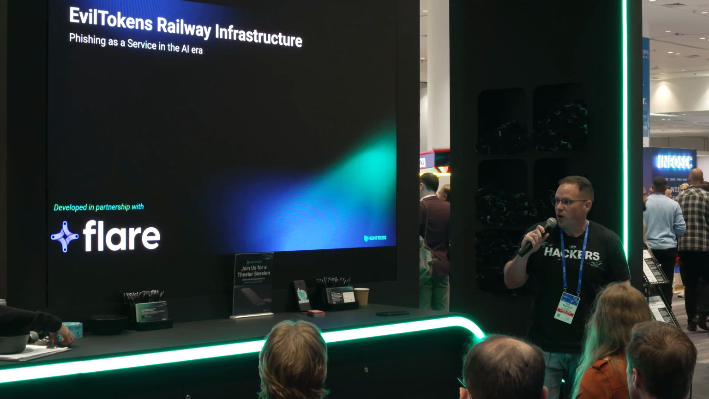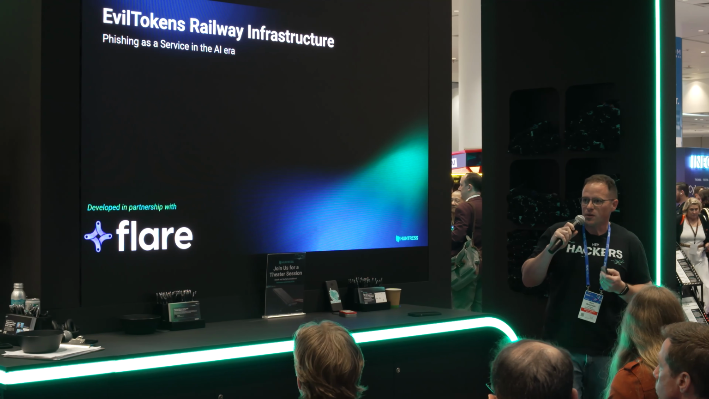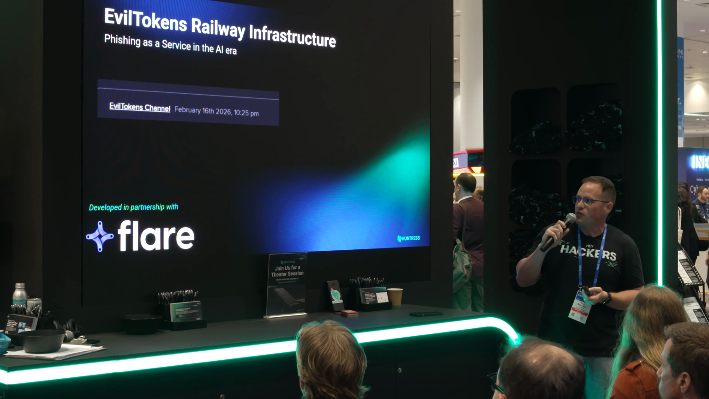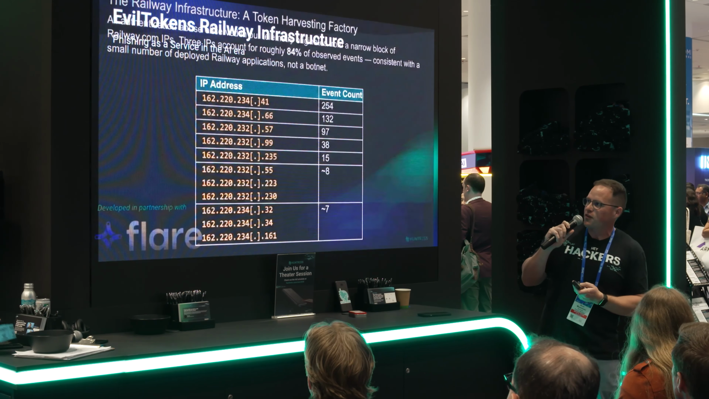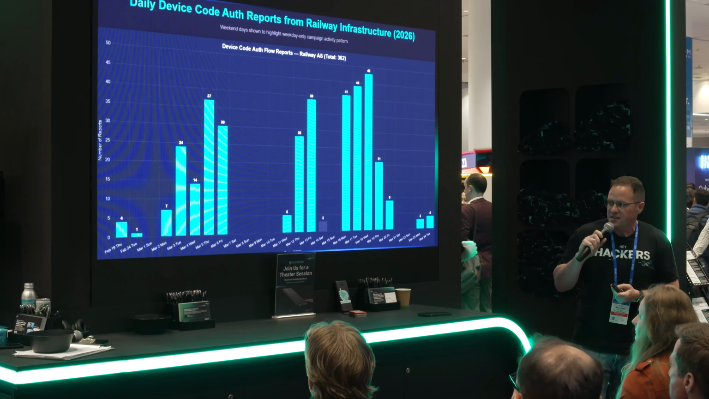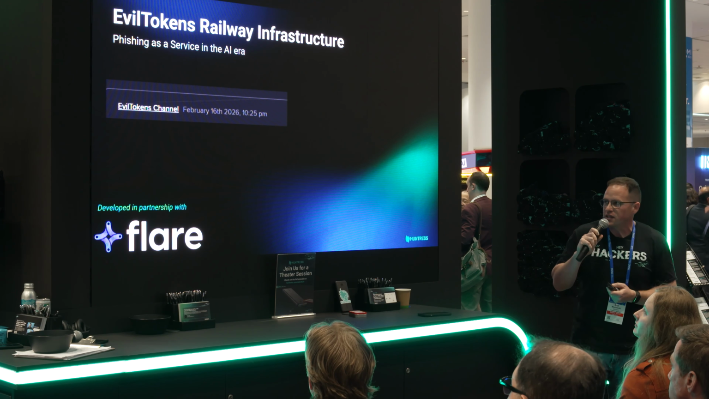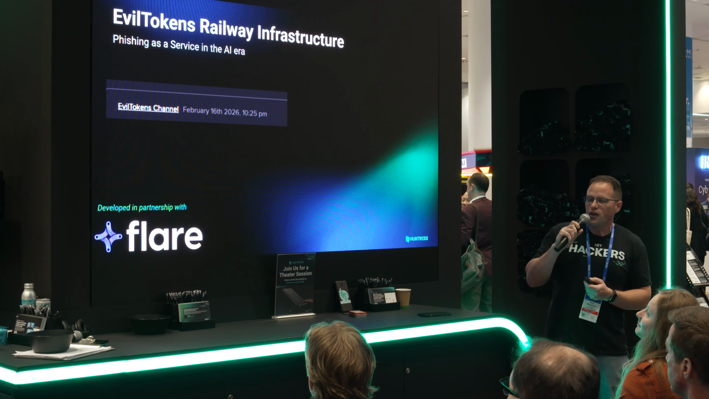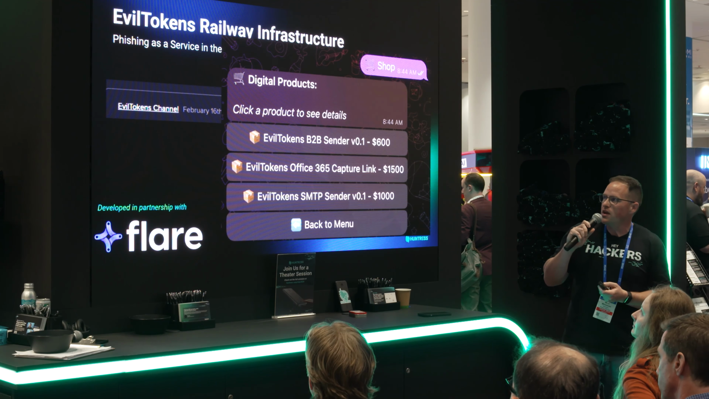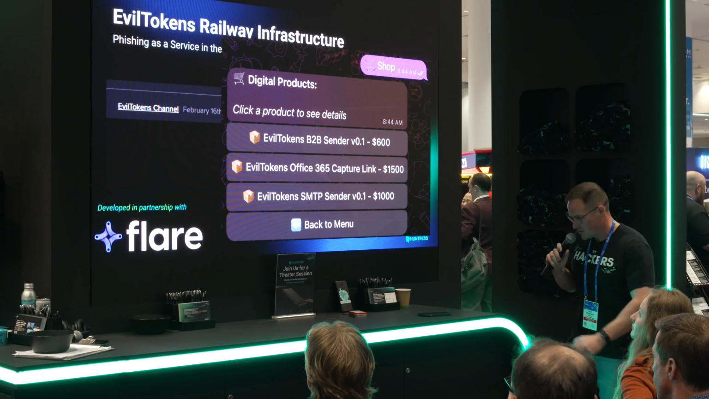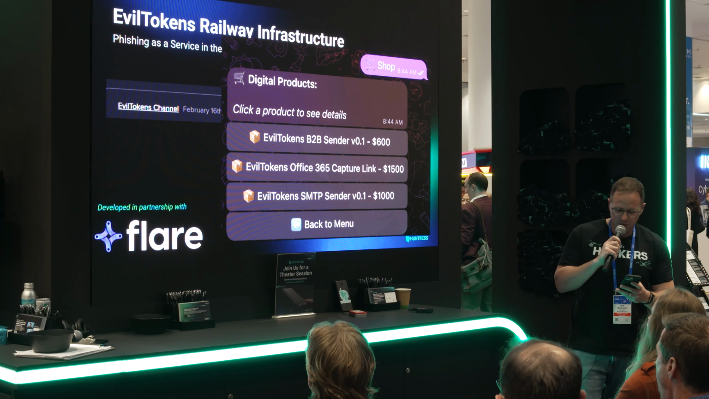So in partnership with Flare, we started looking at some of the activity that we were seeing from Railway. And if you remember when we first saw activity for Huntress, February 19th, our friends at Flare found a new Telegram channel called EvilTokens that was created on February 16th, 2026. What is EvilTokens? EvilTokens is a complete phishing-as-a-service platform.